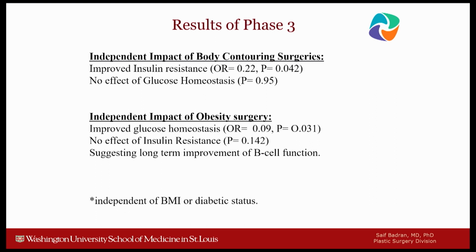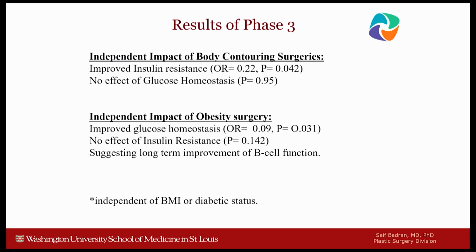On the other side, when we looked at history of obesity surgery or bariatric surgery, patients who had bariatric surgery had improvement in their glucose homeostasis without effect on their insulin resistance, which means patients who had a history of bariatric surgery have better beta cell function. This has been very interesting for us. And when we looked at the literature, it has been reported that in patients who had bariatric surgery, even before they start to lose weight, their glucose homeostasis improved, which means their beta cell function improves immediately after these bariatric surgeries.